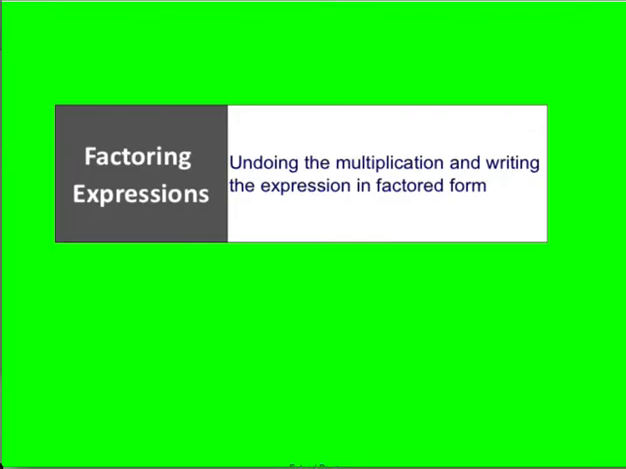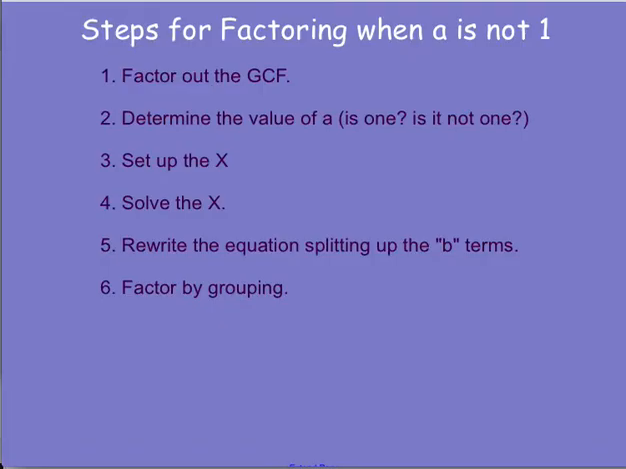When we were factoring, we're basically undoing the multiplication, or we're undoing the box method. And we're learning to write an expression in factored form. The steps that we took were to first factor out any greatest common factor that you have, to get that pulled out and out of the way. The next is to determine the value of a. This is something we previously talked about. We need to figure out, is it 1, is it not 1?